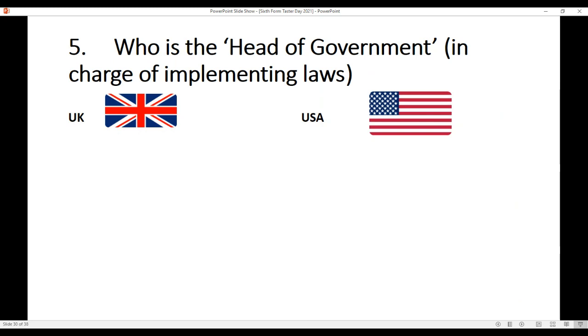So I've put in there, in the brackets there, who is the head of government? Who's in charge of implementing laws? Who's in charge of executing laws? Executing, implementing, that means. Quite often governments are known as executives or the executive branch. So who is the head of government in both those countries? A few seconds.